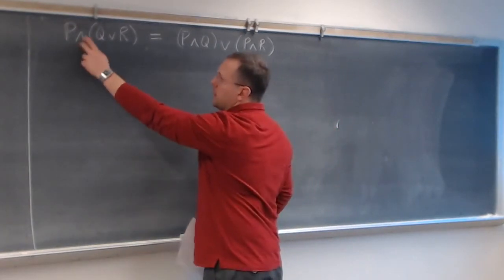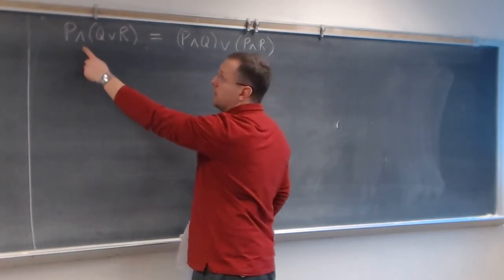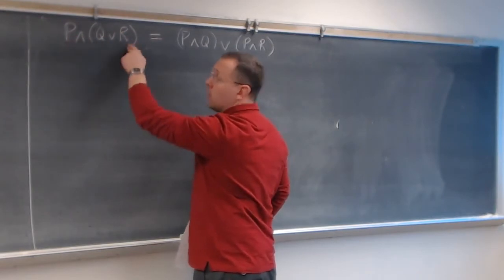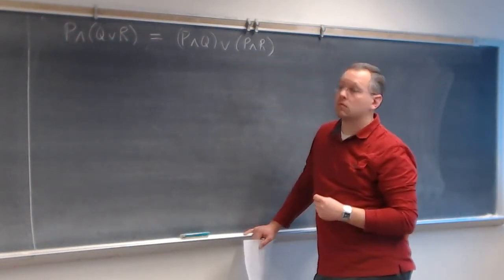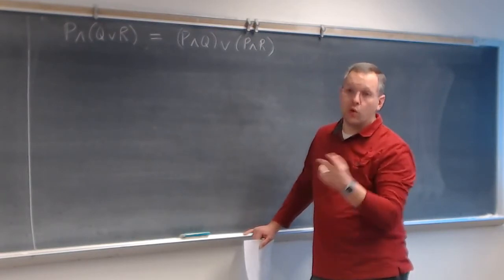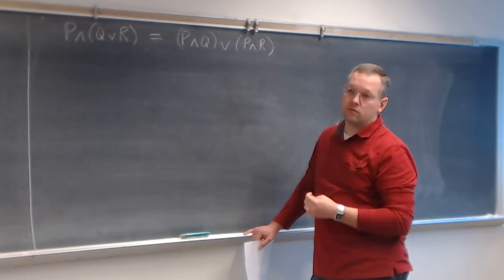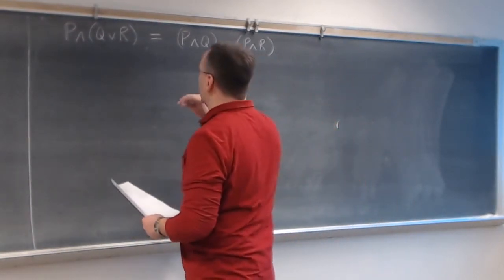If I said P and Q or R is a true statement, that's the same as saying that P is true and Q is true, or P is true and R is true. That also means that they both could be true, right? One or the other or both. Okay. All right.